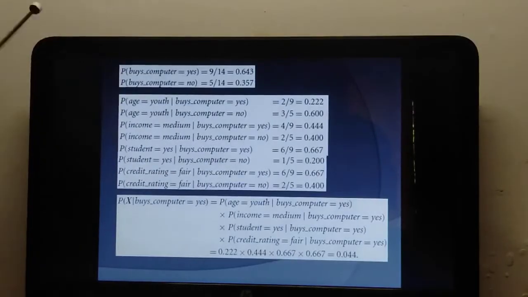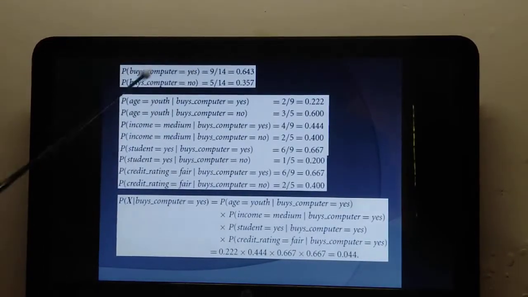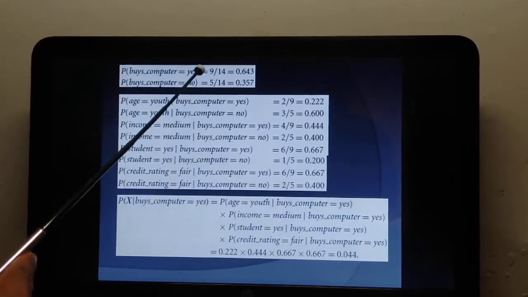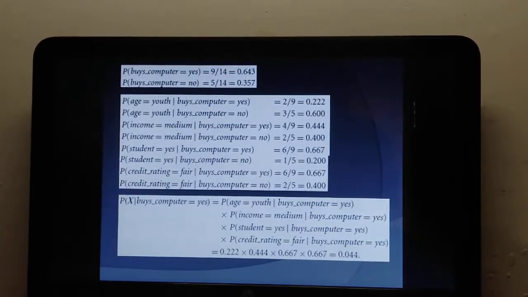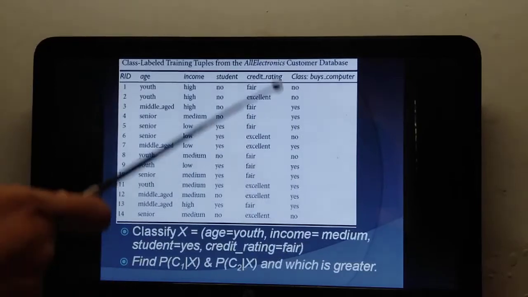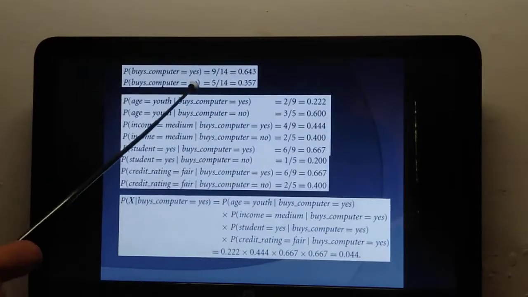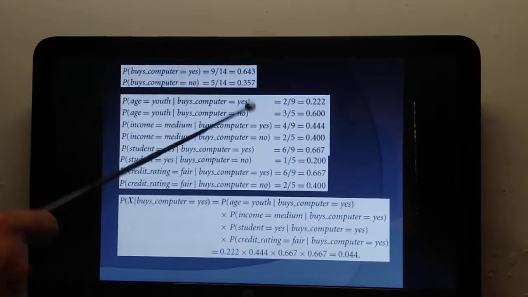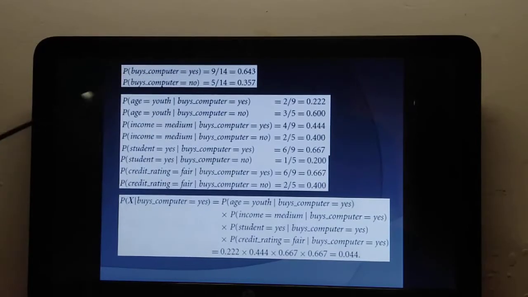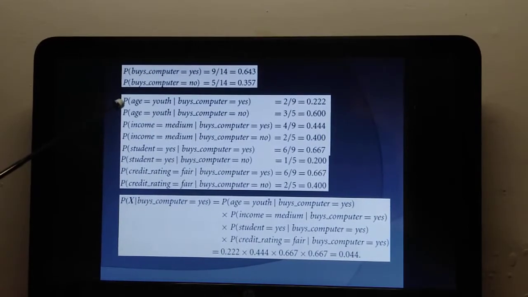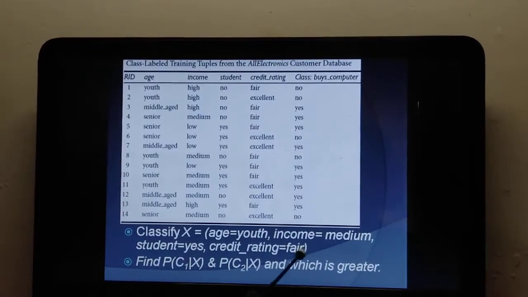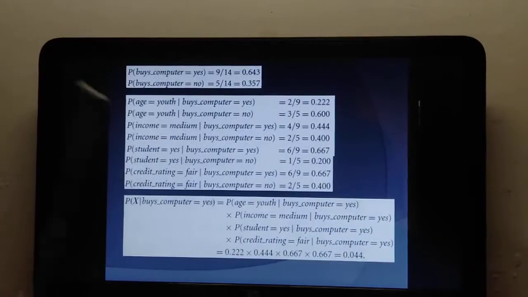We are going to first find the probability of class 1 and the probability of class 2. So, the probability of class 1 is equal to 9 out of 14. We have already done this earlier. Look, we have got 9 yeses and 5 no's. So, the probability of yes is 0.643 and the probability of no is 0.357, out of 14. Then we find out for age. We have already been given that the age is youth, income is medium, student is yes, and credit rating is fair. So, only with these 4 values, we are going to find the probabilities.